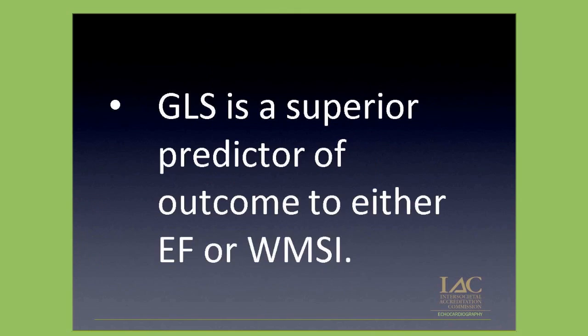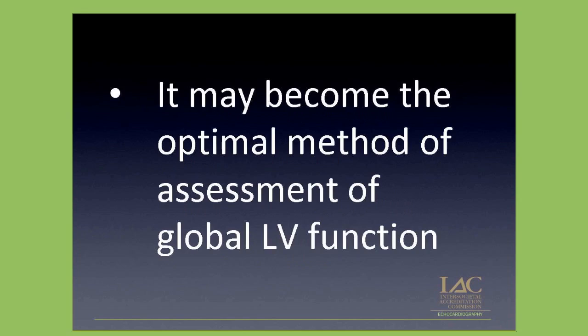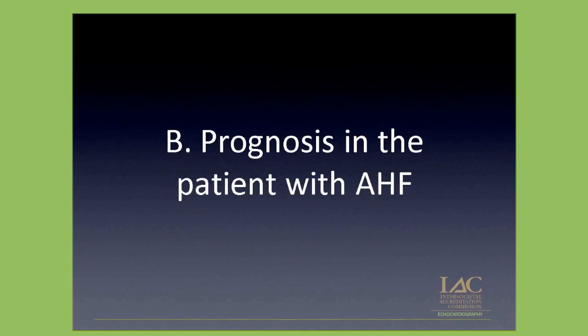So the conclusions that Dr. Marwick came up with is that GLS is a superior predictor of outcome to either ejection fraction or wall motion score index, and that it may become the optimal method of assessment of global LV function. As you have probably heard, a big epidemic that we are dealing with here in the United States is the patient with heart failure.